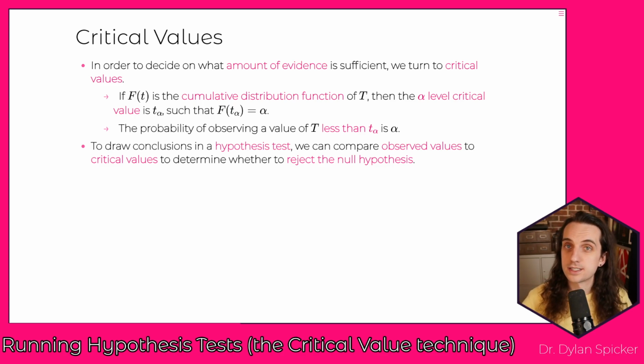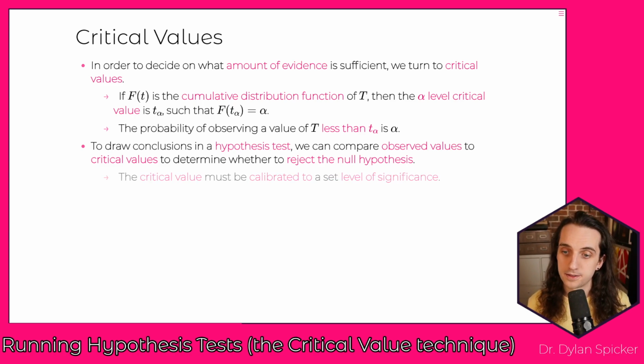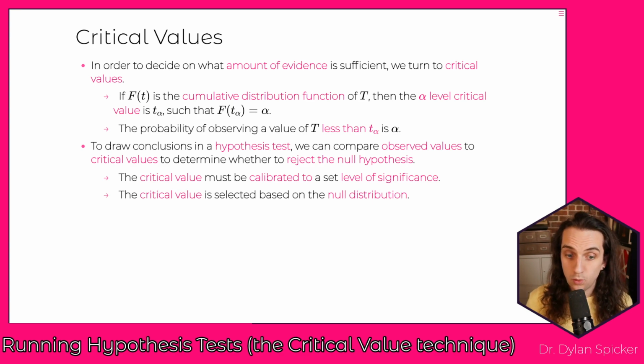Now, in order to draw conclusions in our hypothesis test, what we're going to be doing is comparing observed values to critical values in order to determine whether or not we need to reject the null hypothesis. And so the critical value is going to be calibrated based on the level of significance, or how much evidence we're actually looking for in our sample, in order to decide whether we need to reject the null hypothesis or not. When we're dealing with hypothesis testing, the critical values are ultimately coming from the null distribution. So if we're thinking about what cumulative distribution function we're actually looking at, where's this F_T? Well, this F_T is going to be coming from the null distribution, right? So we need to know what our null distribution is in order to find a critical value.